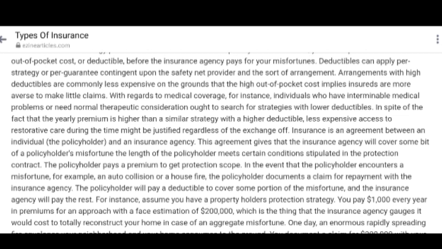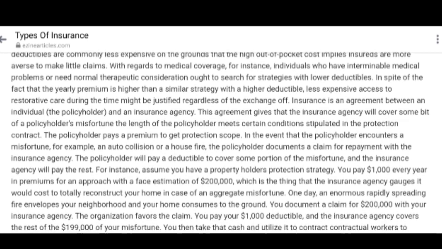Policies with high deductibles are very commonly less expensive, because the high out of pocket cost makes insurers less worried about having to pay small claims.